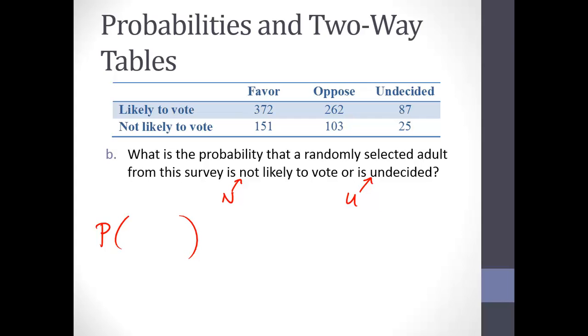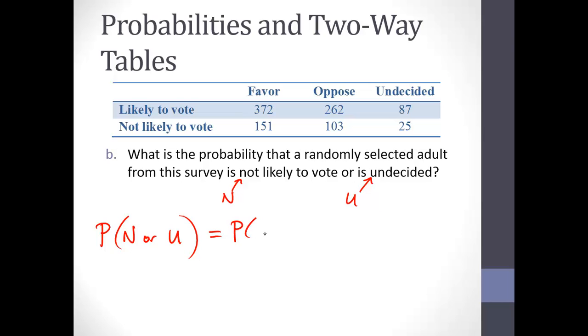N or U, exactly right. So I want the probability of being not likely to vote or undecided. So N or U. And so we did this problem before. Again, we have to add up all the rows that we want and the columns that we want and subtract off. But again, we can use our general rule here.